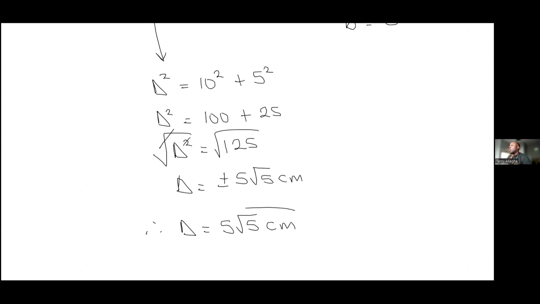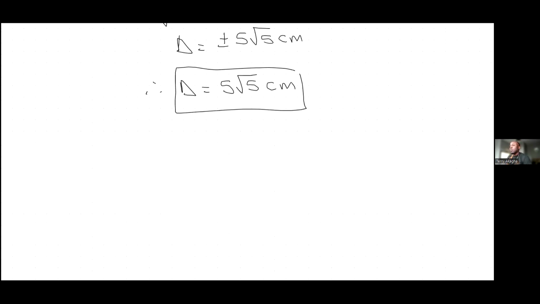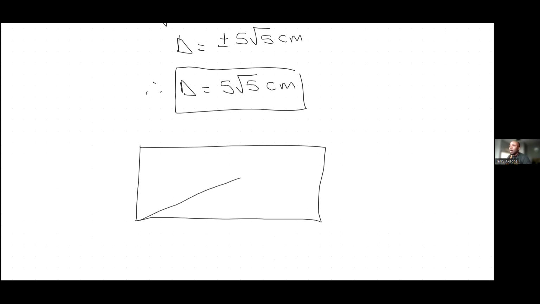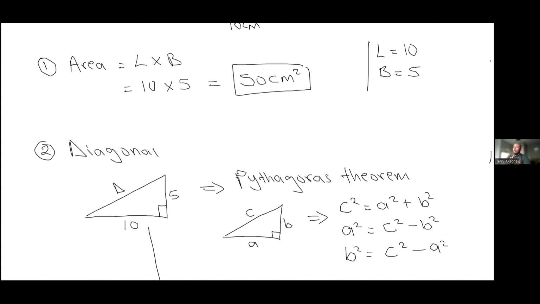So you can redraw this now if you want to. You have the rectangle like this, the diagonal is all the way up here, and this is going to be 5 root 5 centimeters. The length is 10 centimeters, and the breadth is 5 centimeters. All right, and that brings us to the end of how to find the area of a rectangle.